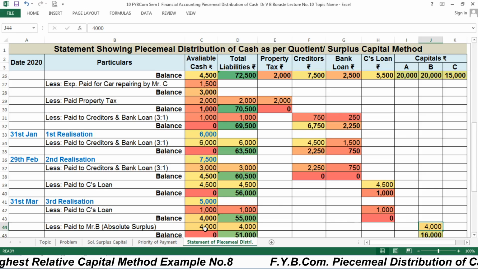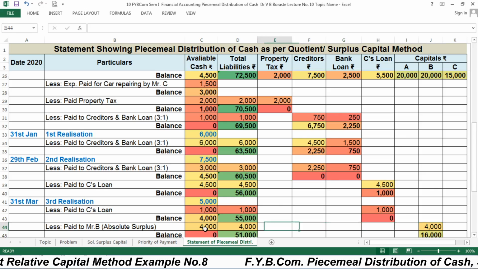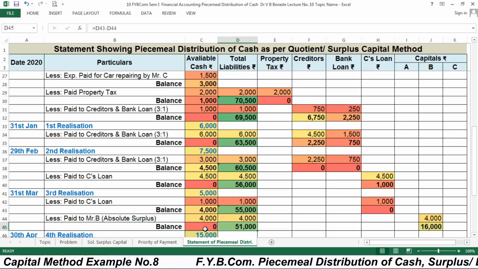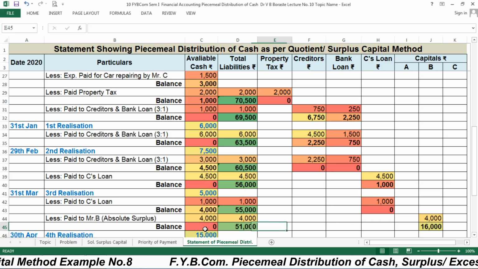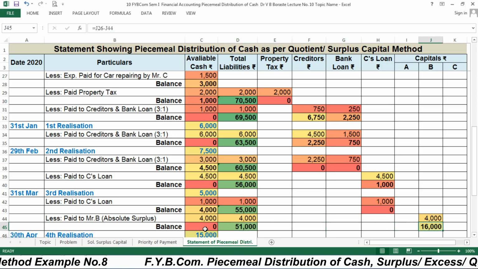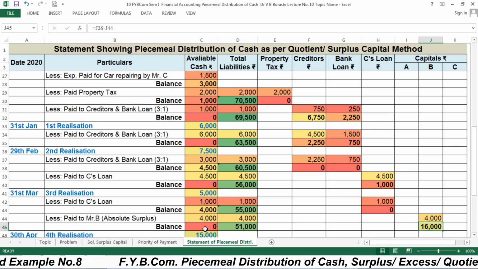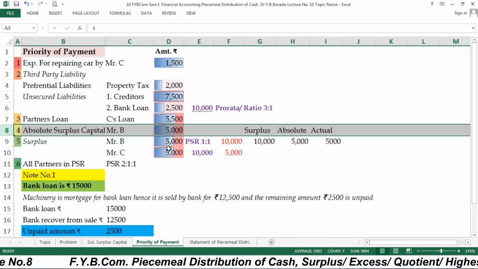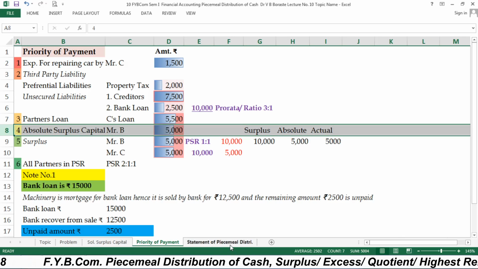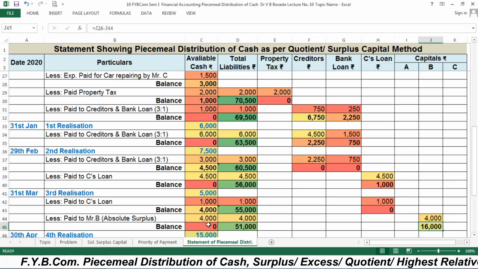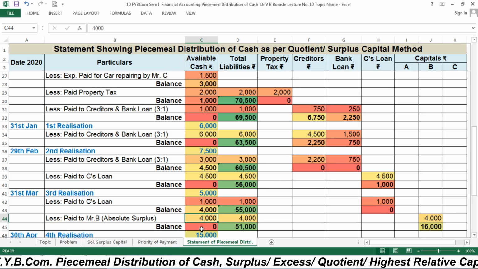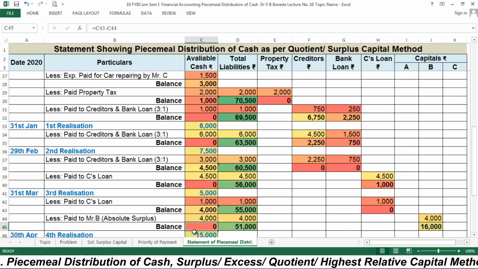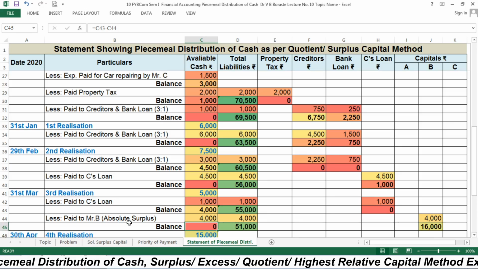After the payment of 4,000 to Mr. B as an absolute surplus, we have a cash balance of 0. We have total liability still payable, that is 51,000, and Mr. B's capital is 16,000. But keep it in mind, at this stage we have to pay 5,000 to Mr. B. That means we have paid 4,000 in this step, still we have to pay 1,000, keep it in mind. Now we finished our cash as it was paid to all the liability holders.